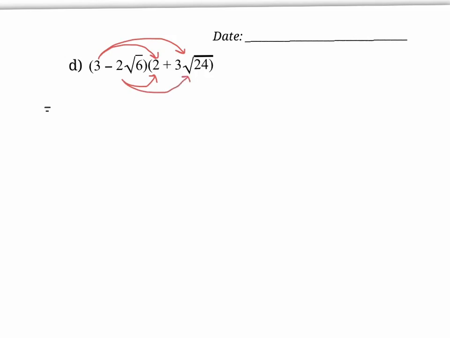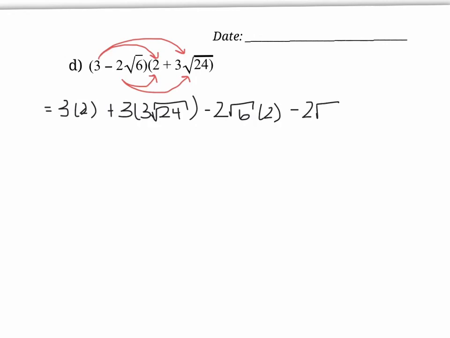So let's do it. First I'm going to take the 3 and multiply by the 2. That's easy peasy. And then I'm going to take the 3 and multiply it by the 3 root 24. And then I'm going to take this negative 2 root 6 and times it by 2. And then I'm going to take the negative 2 root 6 and times it by 3 root 24.